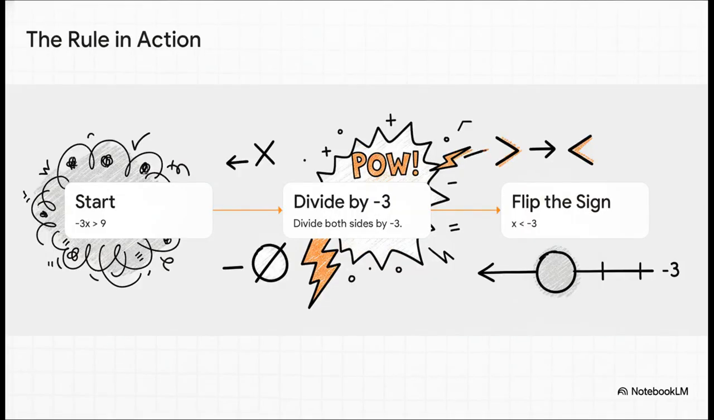Let's see this rule in action, because it makes it so much clearer. We start with negative 3x is greater than 9, okay? To get x by itself, we have to divide both sides by negative 3. The second we do that, the absolute moment we divide by that negative, we have to flip the sign. The greater than immediately becomes a less than, and that gives us the correct solution. x is less than negative 3.